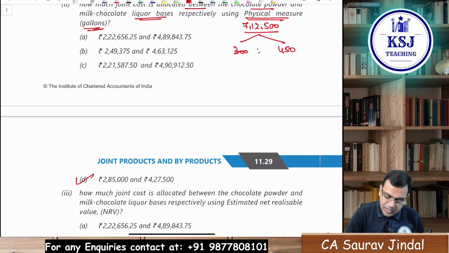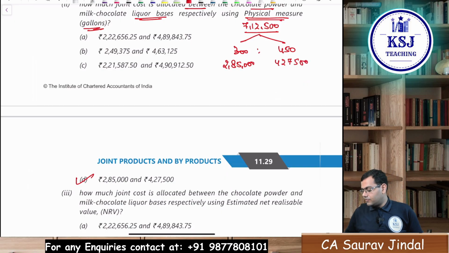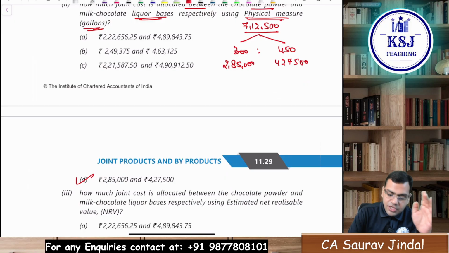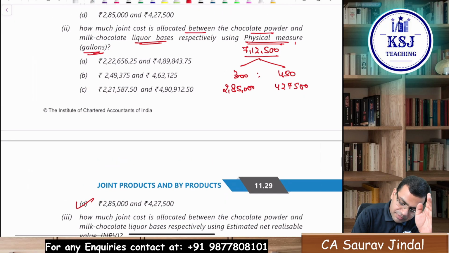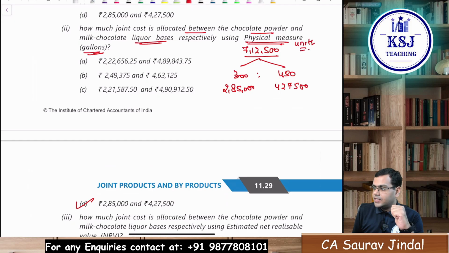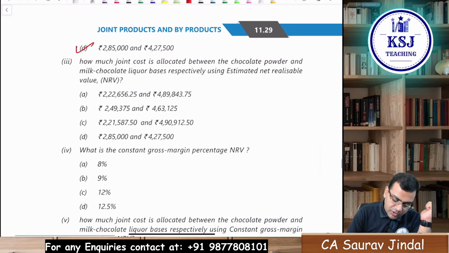No need to calculate for the other. I just calculated for one, 2,85,000. For the other also, if you want to check, divided by 750 multiplied by 450, that comes to 4,27,500. So we have option D on the basis of the physical units method. Physical measure means the physical units method itself. Measure means the units. Is that clear, everyone? Okay, let's come to the third part.